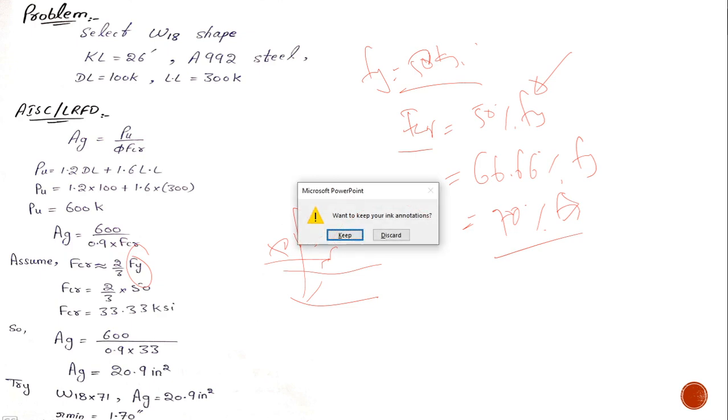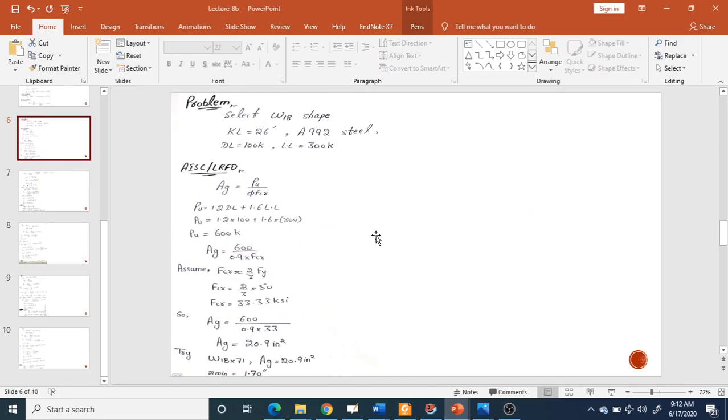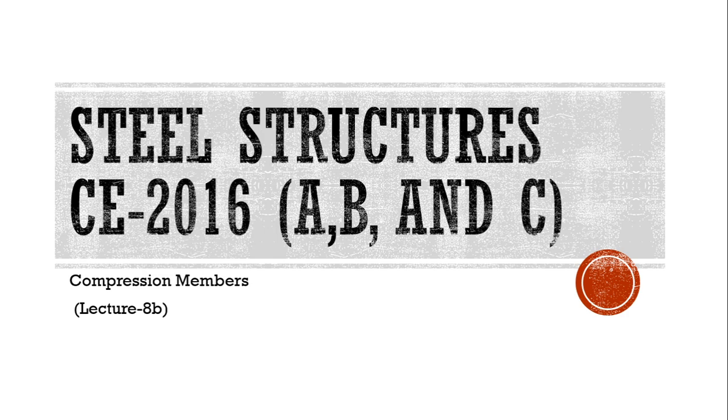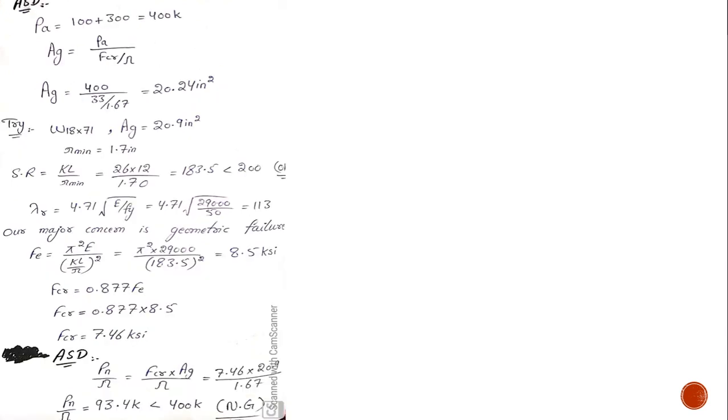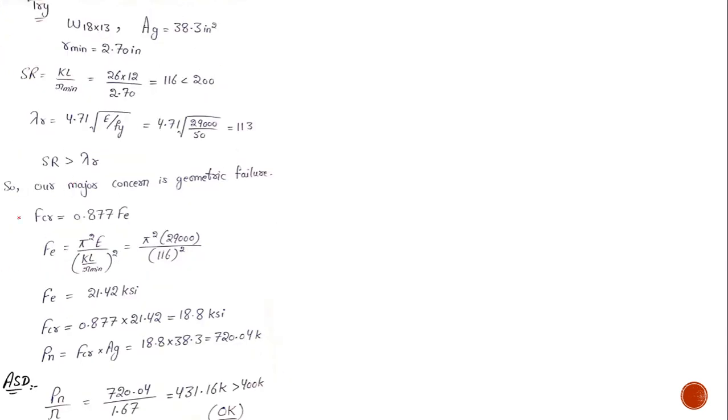So I just want to change the value of this. I have to change this value. This is W18 into 130. So this is 130 here, and this is 130 here.